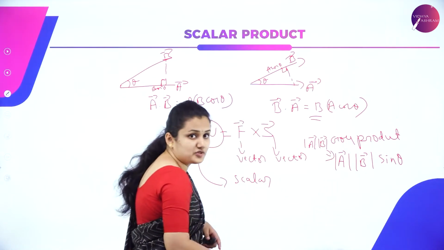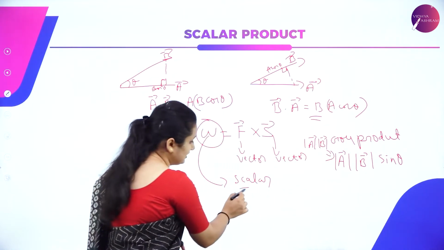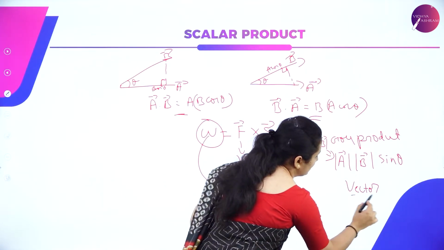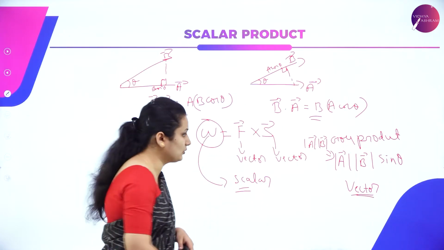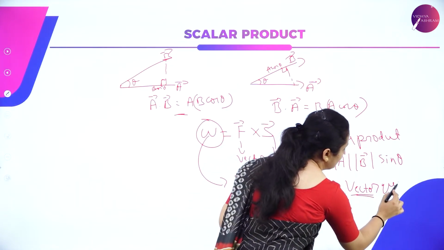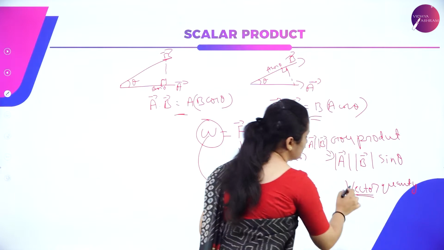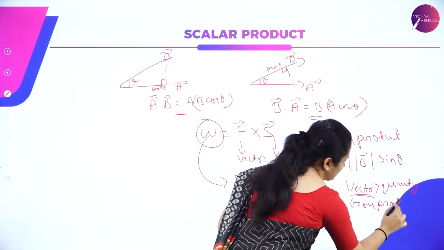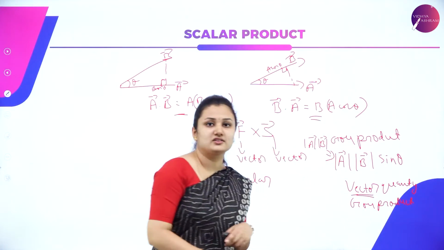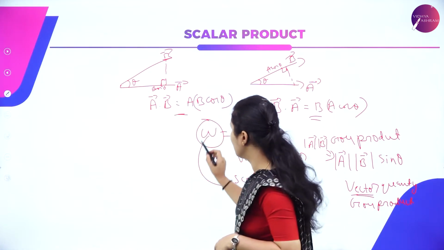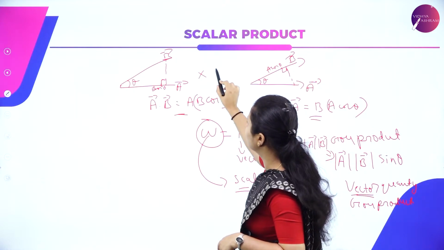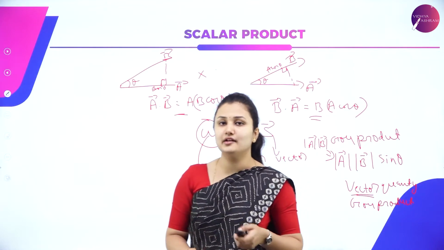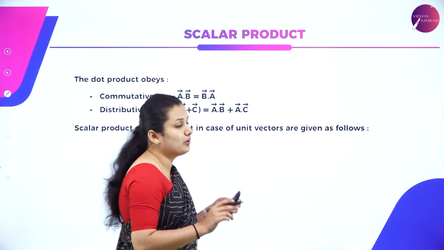In the case of dot product, the resultant is a scalar. By taking the cross product, we will get the resultant as a vector quantity. So here we are concentrating more on the dot product. Instead of multiplication, we use a dot to represent the scalar product.